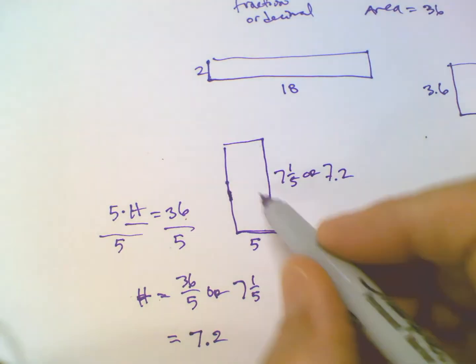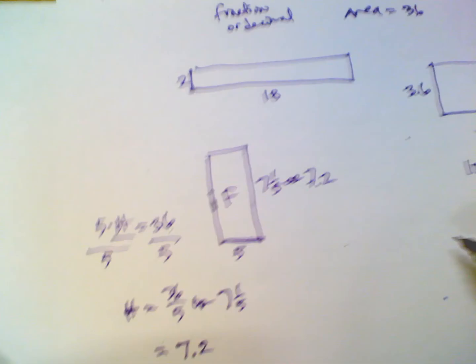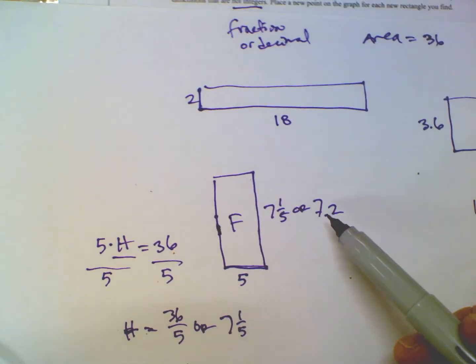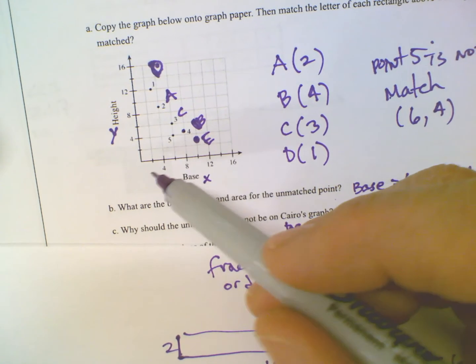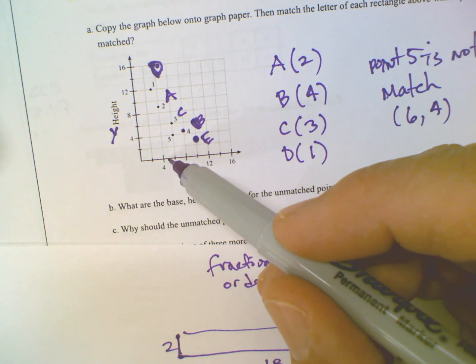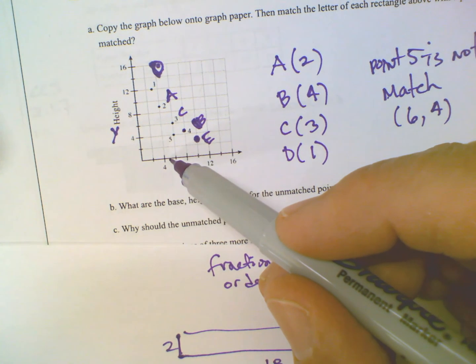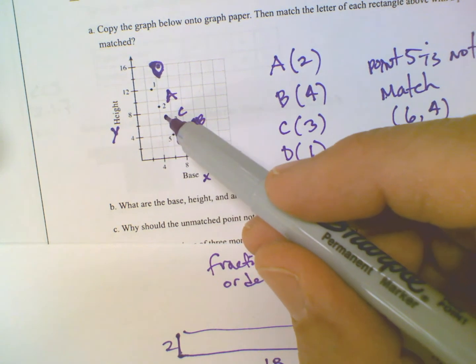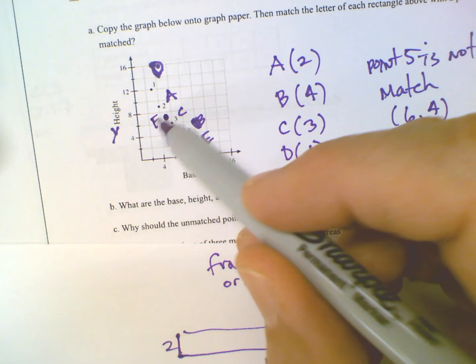So one more, let's graph this one. We'll call this F. So I'm going to take F, which I said was 5 by 7.2. So the base is 5, which would be right about here. And 7.2, which looks like it's going to be right about there. And that would be F for me.